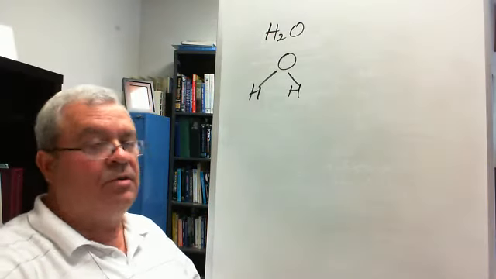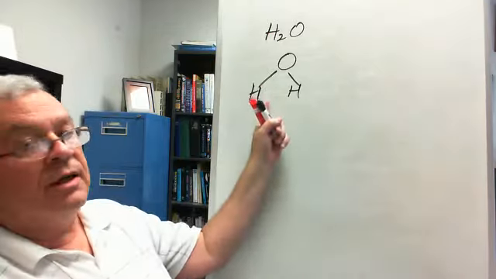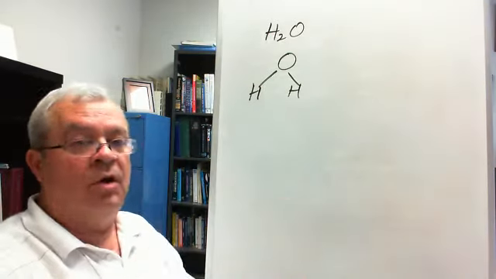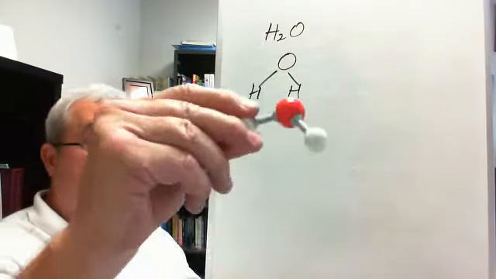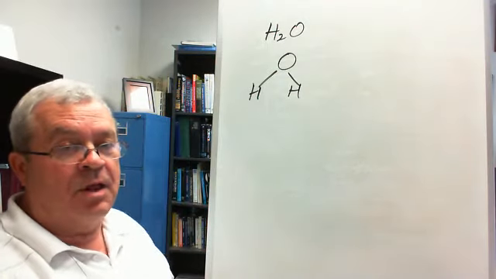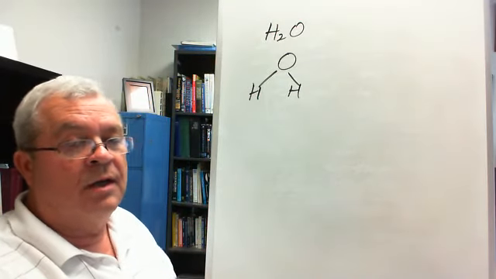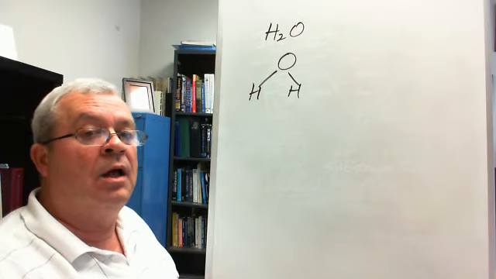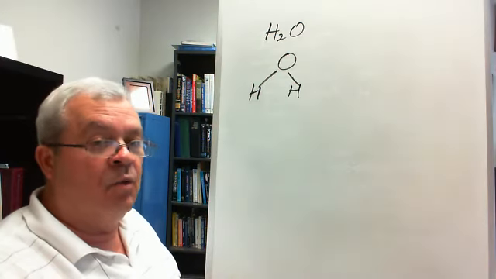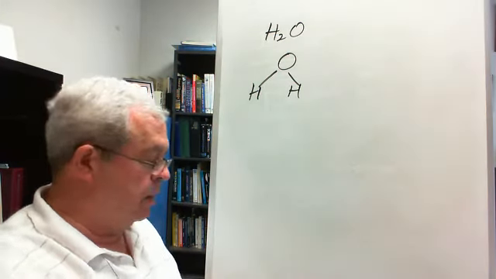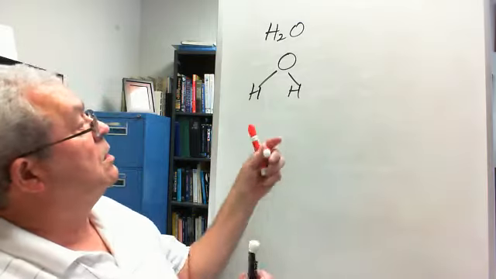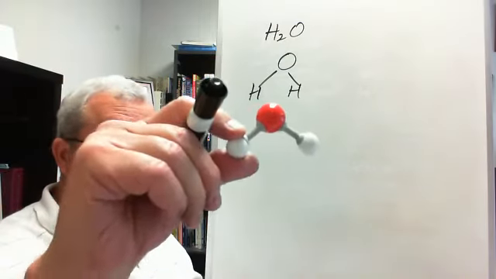H2O, good old H2O. What does every one of these represent? It represents the smallest particle of water. In other words, one water what? One water molecule. And this is called a ball and stick model.